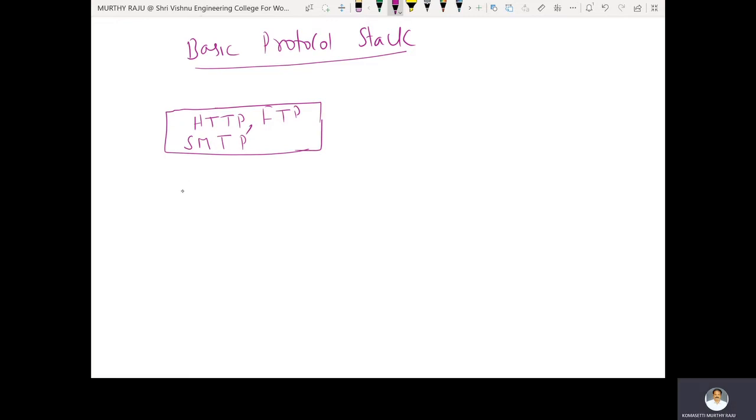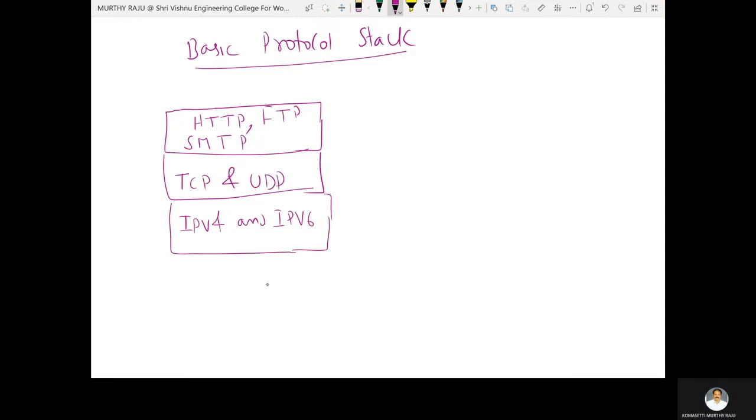Coming to transport layer protocols, we use TCP and UDP. And coming to network layer protocols, Internet Protocol version 4 and IPv6, Internet Protocol version 6. These are the two protocols which are used to connect the devices to the Internet. That means the IP protocol, Internet Protocol.